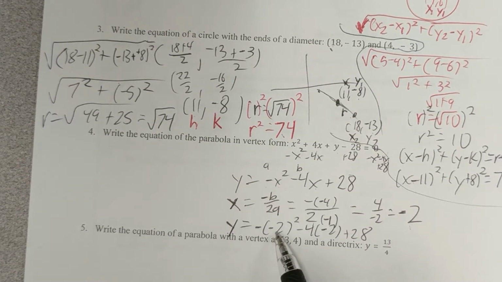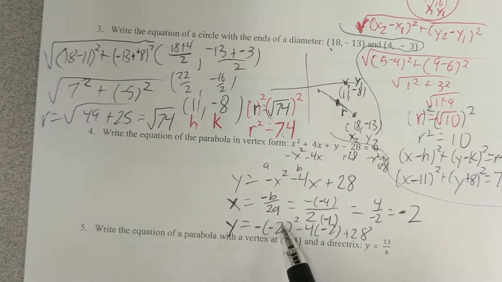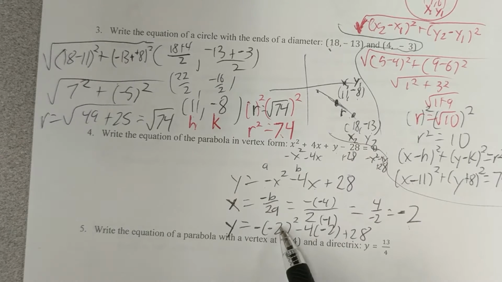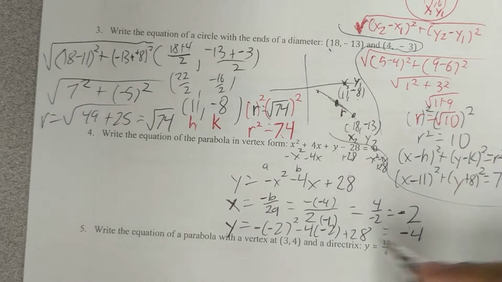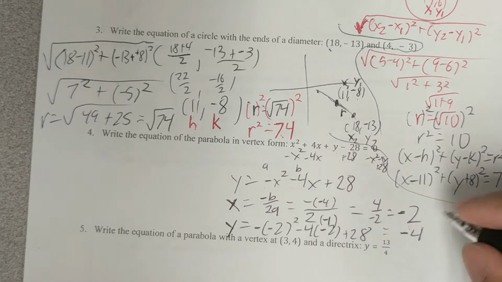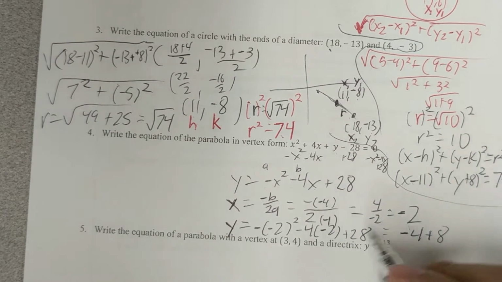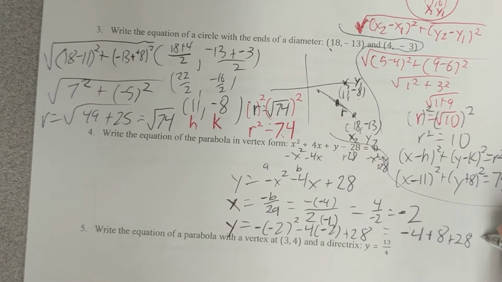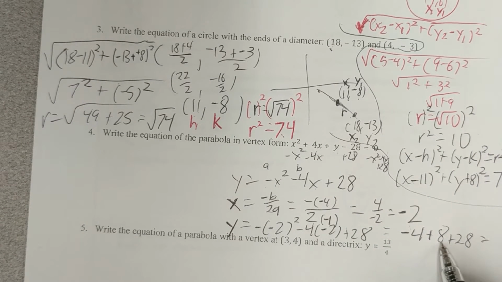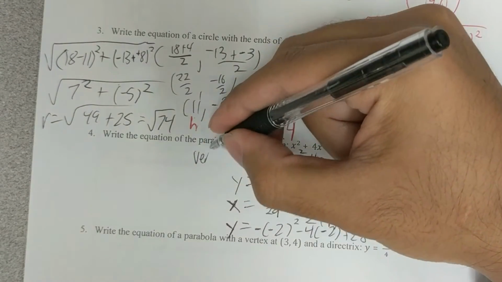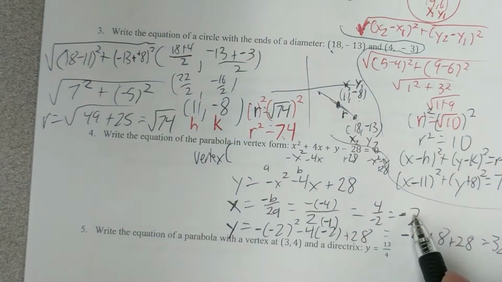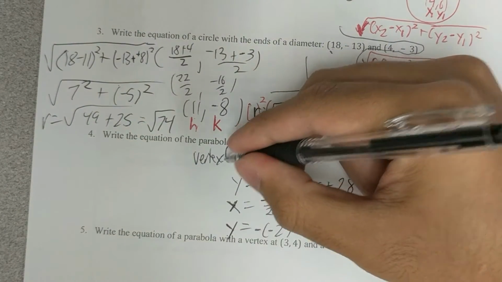Okay, so order of operations, we do exponent first. -2 squared, -2 times itself is +4. Then you stick on the negative sign, so -4. -4 times -2 is +8, and then we keep the plus 28. So -4 plus 8 is 4, plus 28 is 32. So the vertex is -2, 32.